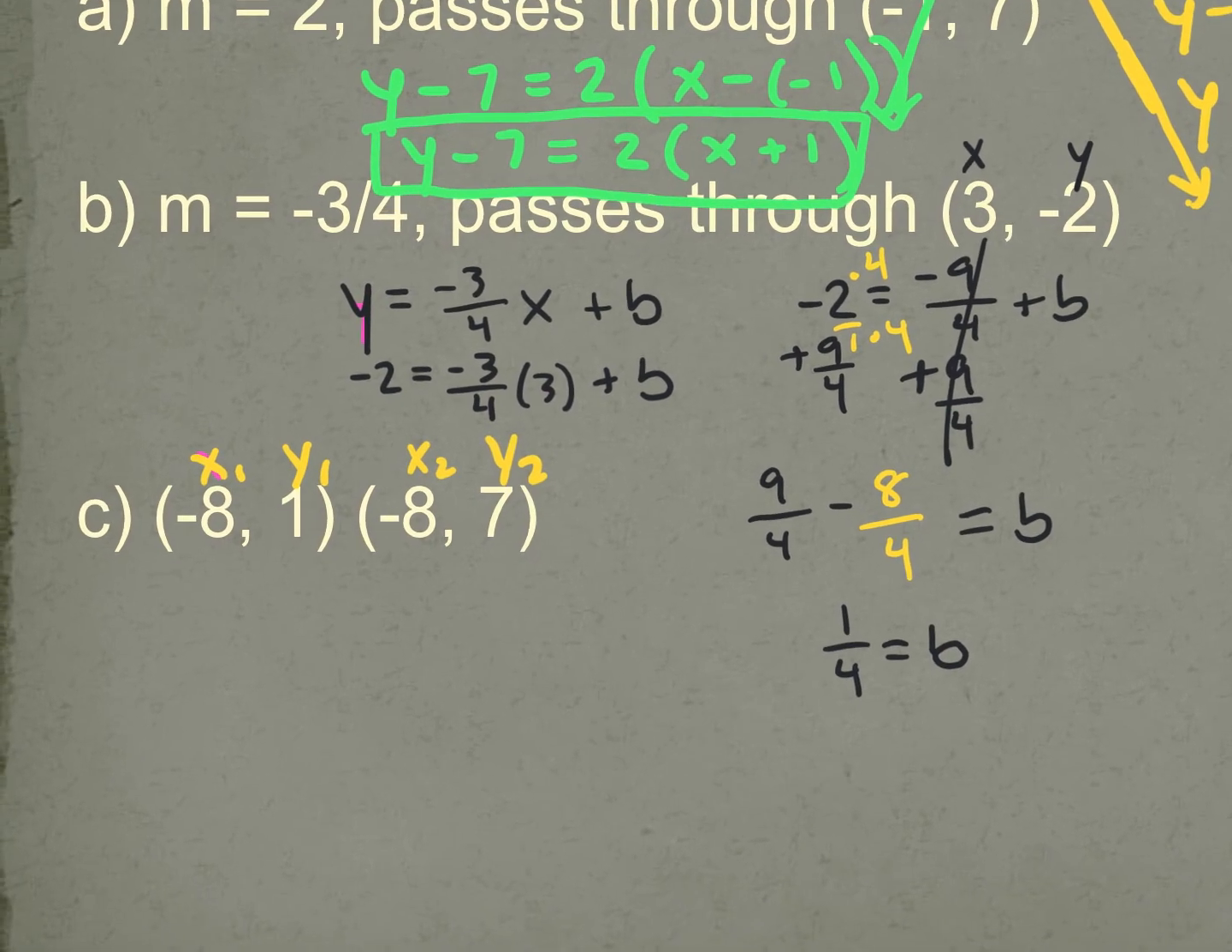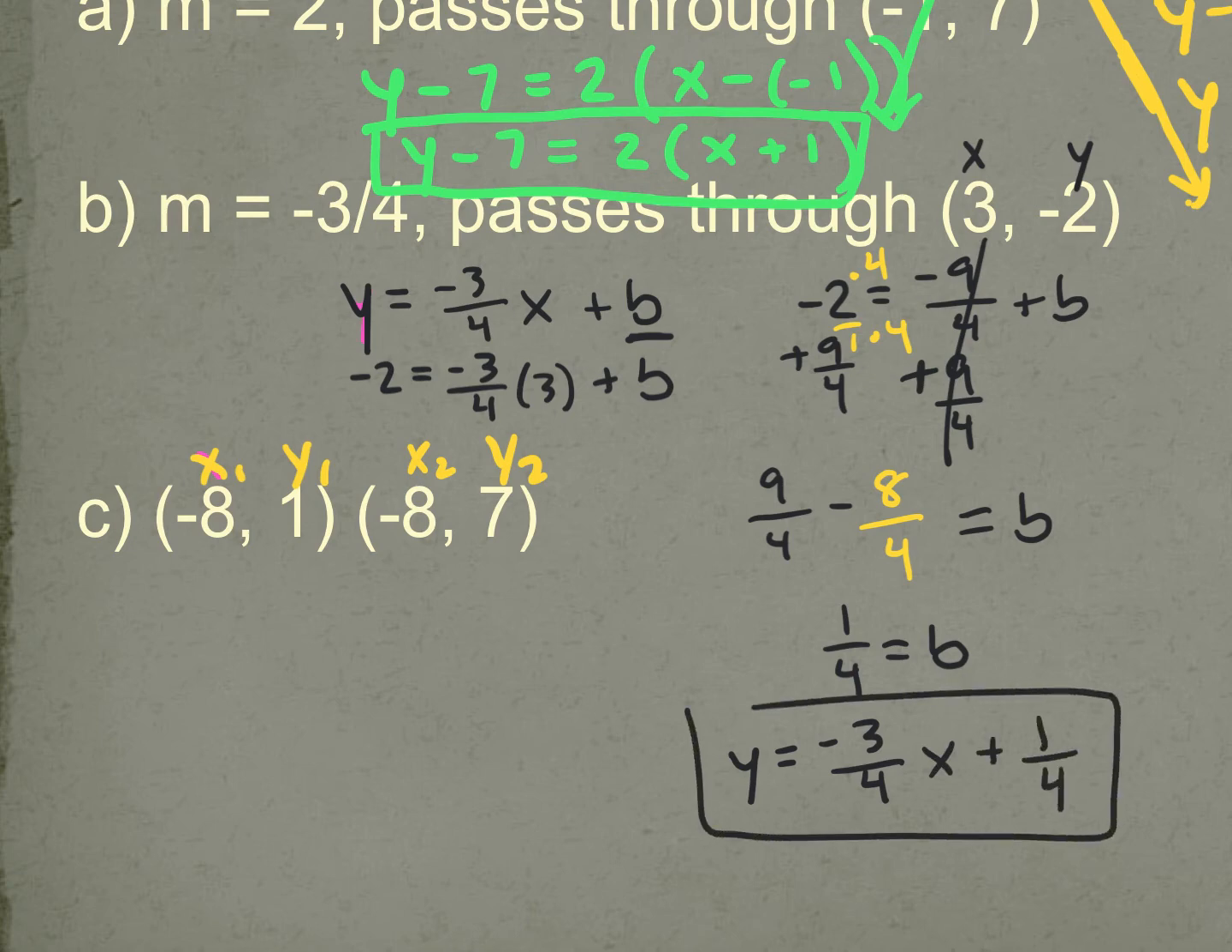So all that work just to find what my y-intercept is. So I have y is equal to -3/4x plus 1/4. That is my slope-intercept form.